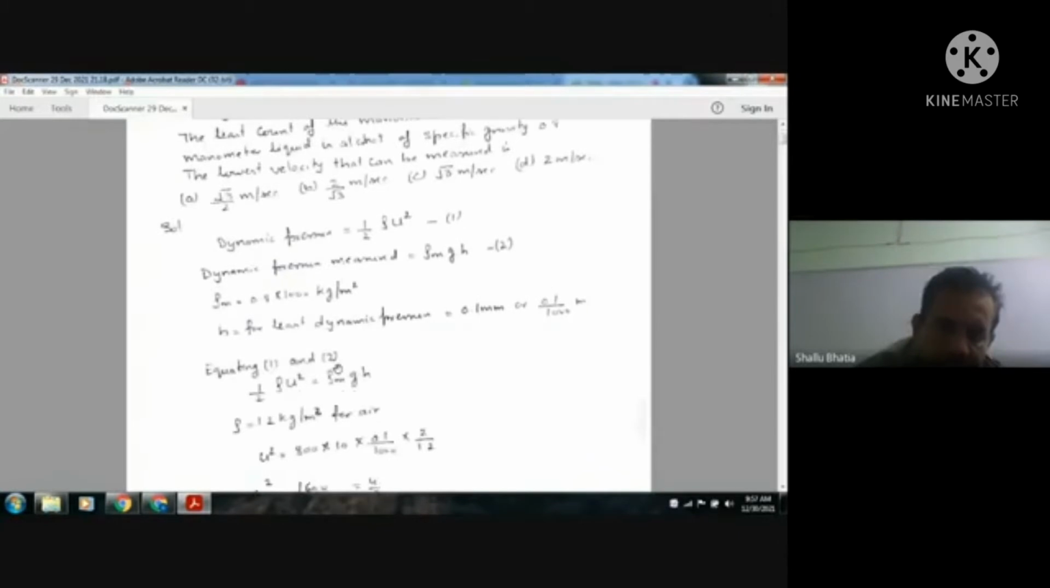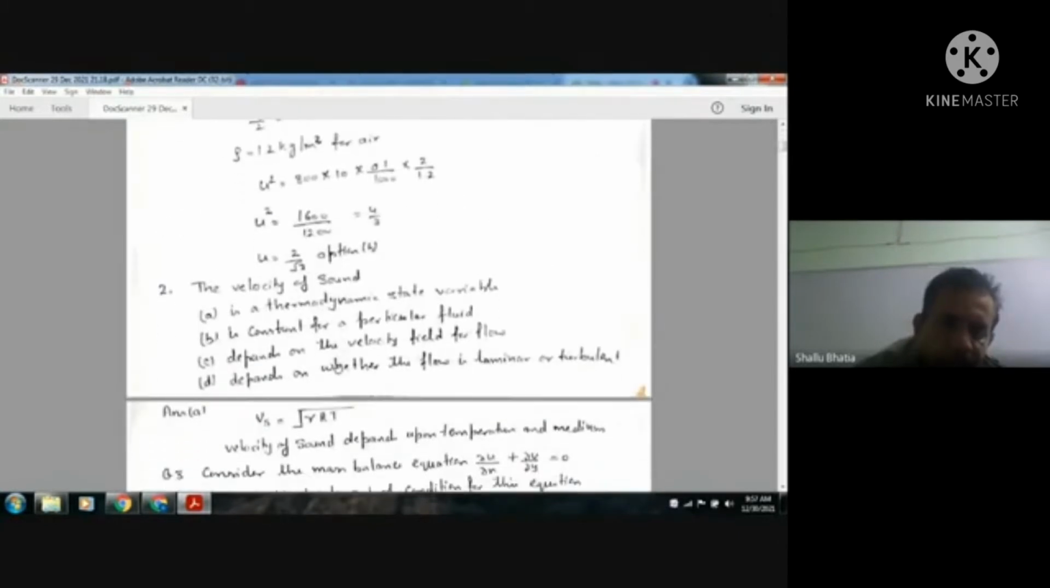Next, the velocity of sound: option A, is a thermodynamic state variable; B, is constant for a particular fluid; C, depends on the velocity of flow, depends upon whether the flow is laminar or turbulent. Velocity of sound is given as root gamma R T, where gamma is the ratio of specific heats, R is the characteristic gas constant and T is temperature. Gamma and R are constant for a particular gas, so it depends only on temperature. So it is a thermodynamic state variable. So the answer is A.